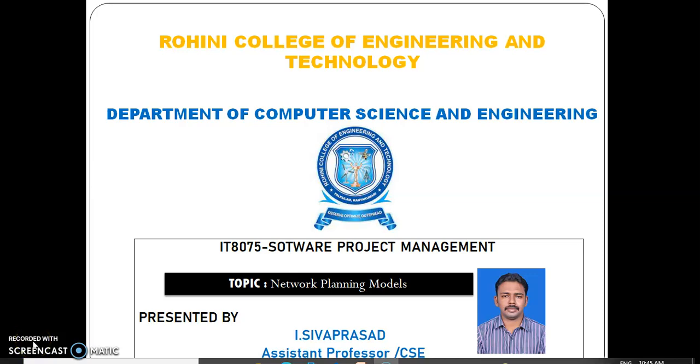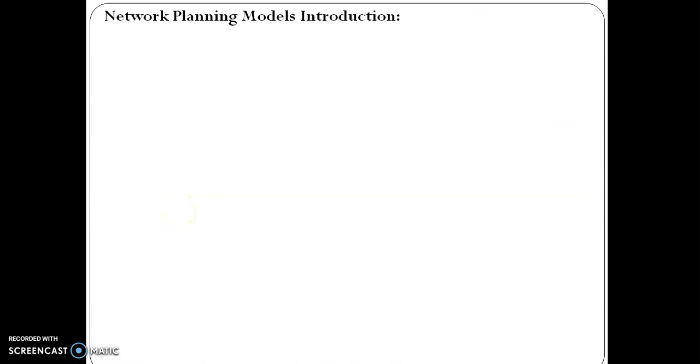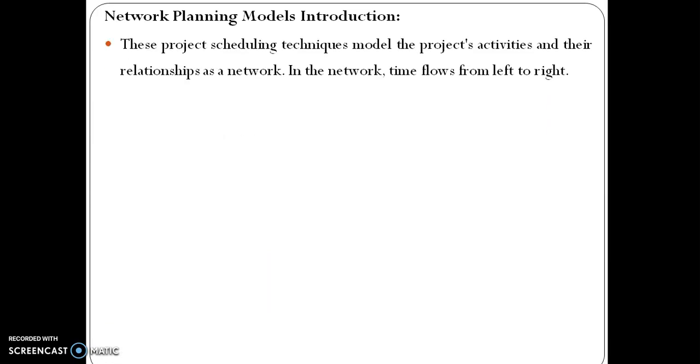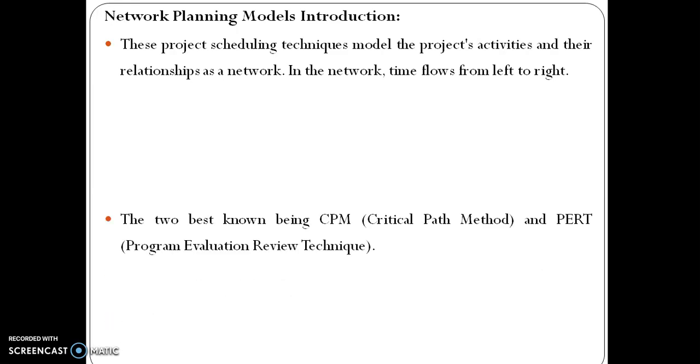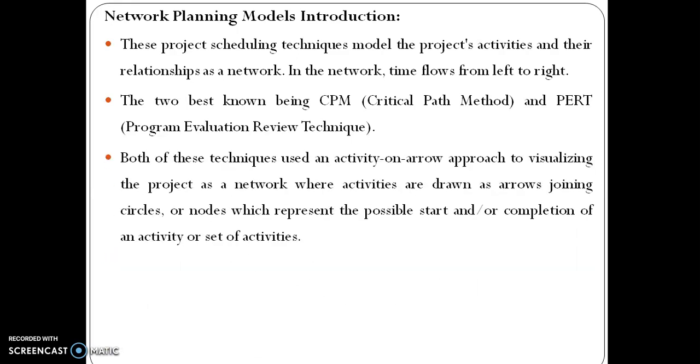In software project management, the topic is network planning models. Network planning models introduction. These project scheduling techniques model the project's activities and their relationships as a network. In a network, time flows from left to right. The two best known being CPM, critical path method, and PERT, program evaluation review technique.